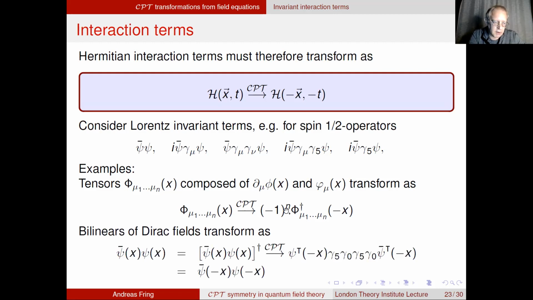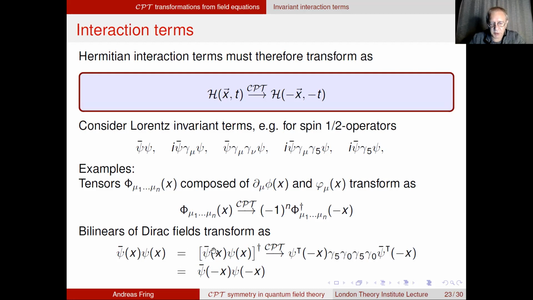Then one would like to see bilinears of Dirac fields. How do they behave? And we see here a term like this. So it's Hermitian, psi bar psi is easily seen to be Hermitian, and under CPT, it transforms as follows.